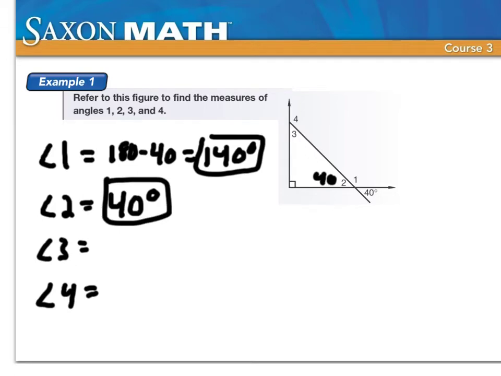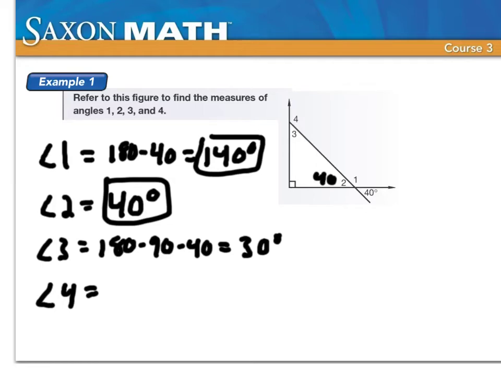Alright, well, angle 3, we know that angle 2 is 40. We know this one is 90, so angle 3 has to be 40 plus 90, which is 150, and we take that from 180, okay? So angle 3 has to be 180 minus 90 minus 40, which is 30 degrees, because 180 minus 90 is 90. Sorry, that's 50 degrees.